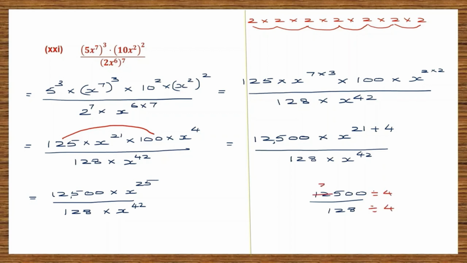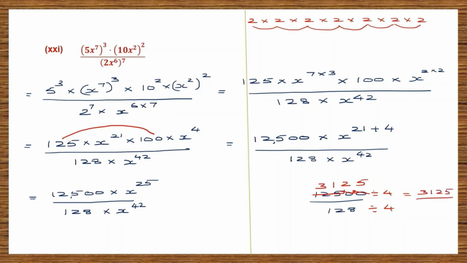4 threes are 12. Then we have 5. 4 ones are 4 and carry 1. So now I have 10. 4 twos are 8. 9, 10. I have 20 now. 4 fives are 20. Now, if you can't do it this way, you can do long division. 12,500 divided by 4, you will get 3,125.